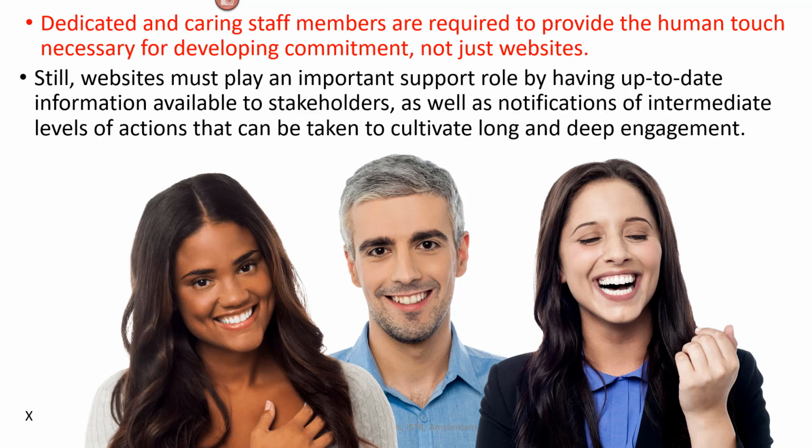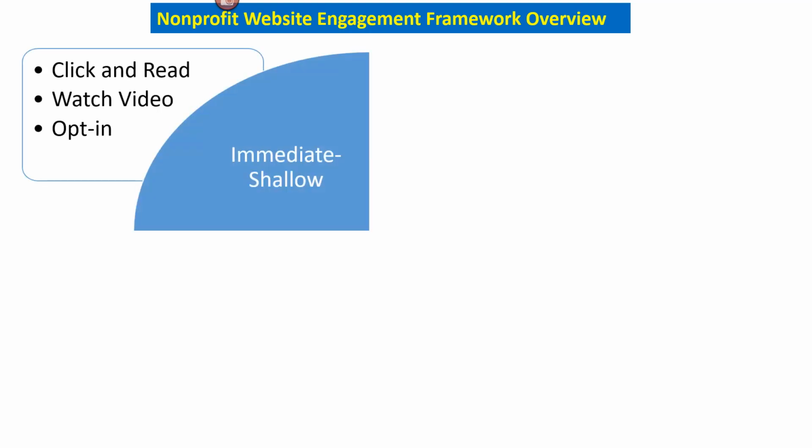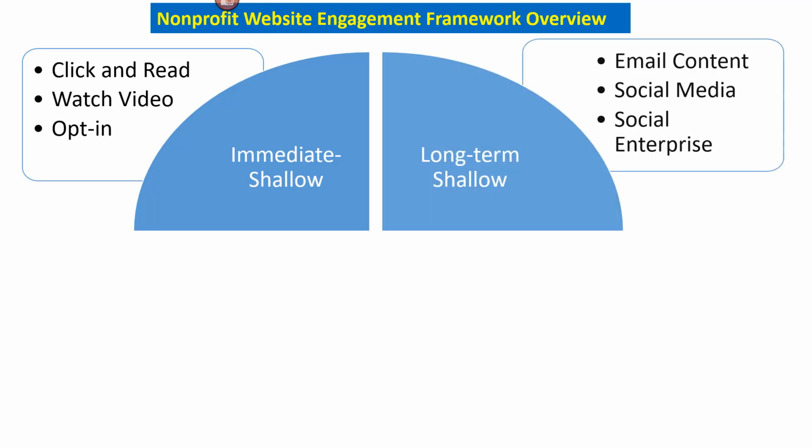Still, websites must play an important support role by having up-to-date information available to stakeholders, as well as notifications of intermediate levels of actions that can be taken to cultivate long and deep engagement. So let's look at the overview of the nonprofit website engagement framework. The upper left quadrant, immediate shallow. The nonprofit needs to have click and read opportunities, to watch video, and opt-in. For the long-term shallow, there's email content, social media, and social enterprise.